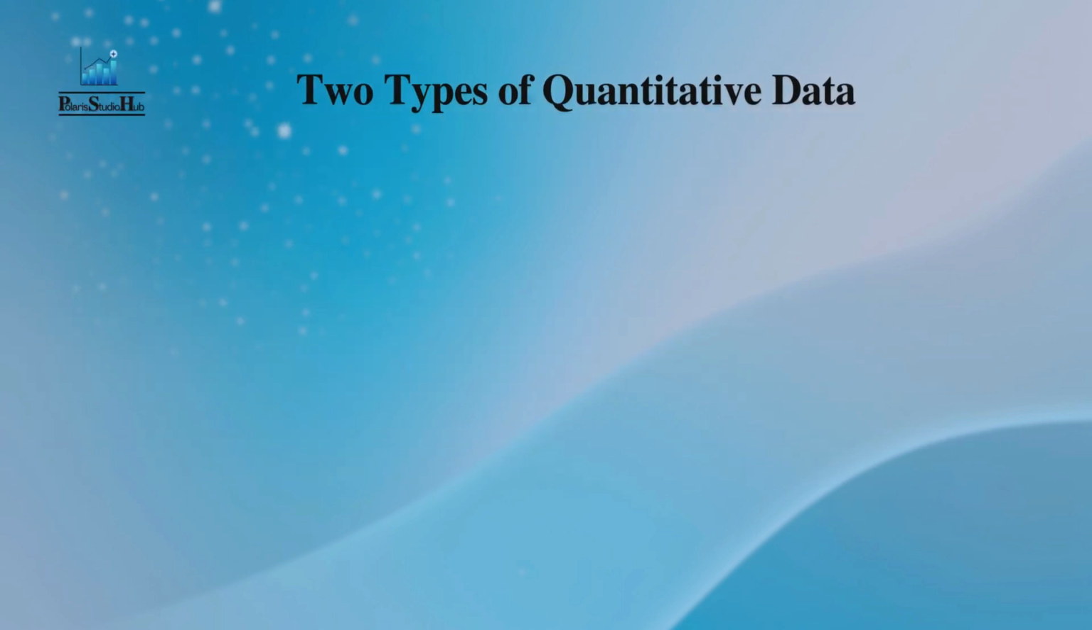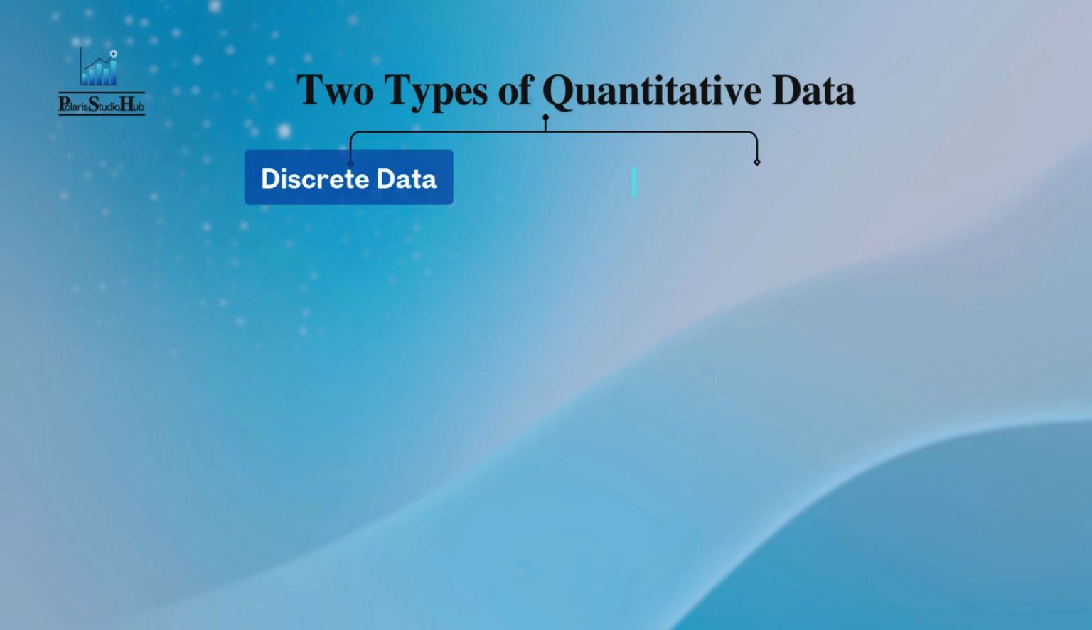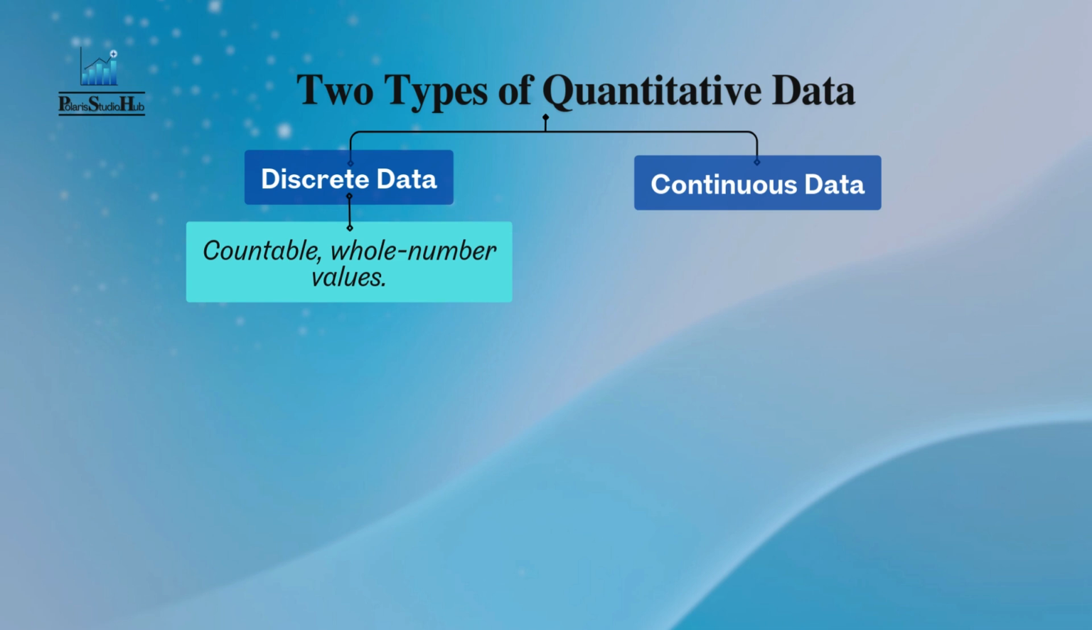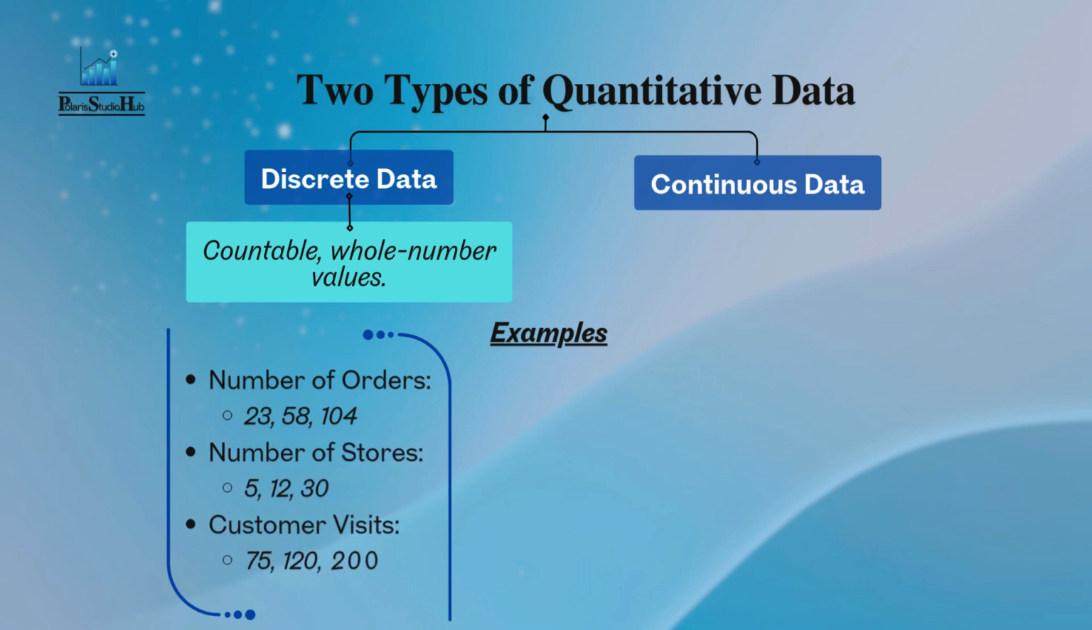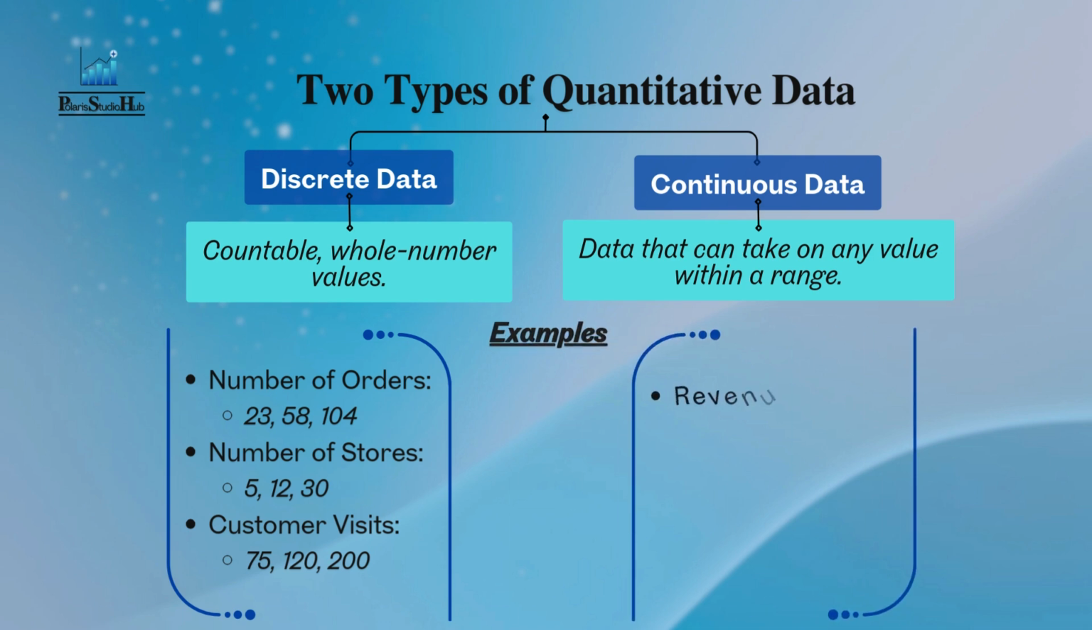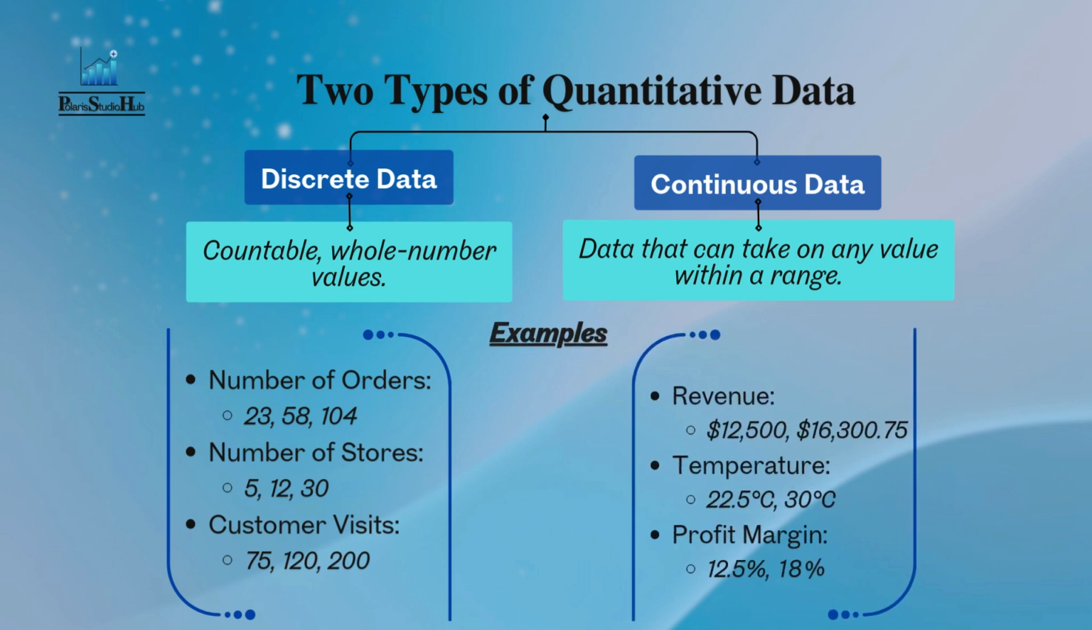Now, let's go a little deeper. Quantitative data comes in two types: discrete and continuous. Discrete data includes whole numbers, things you can count. For example, the number of orders placed, store locations, or customer visits. These are fixed values that don't have fractions. Continuous data, on the other hand, can take any value within a range, including decimals. Think of sales revenue, temperature, or profit margins. These values fluctuate and can be measured with more precision.